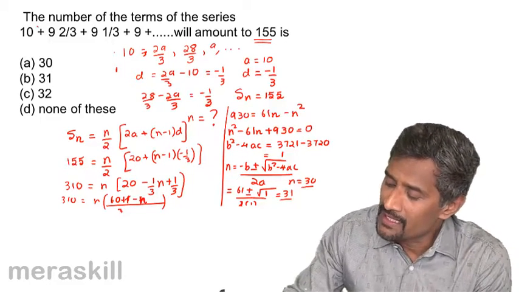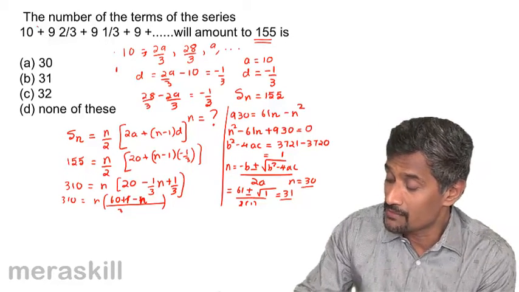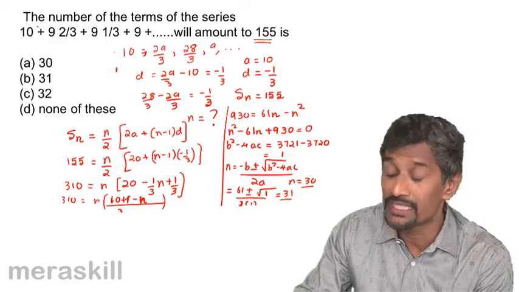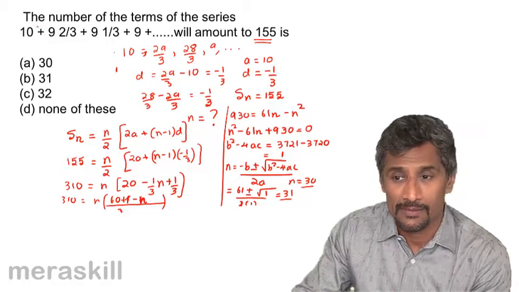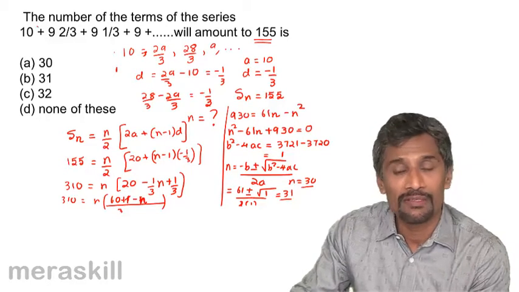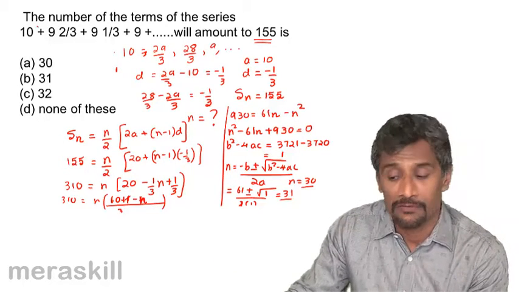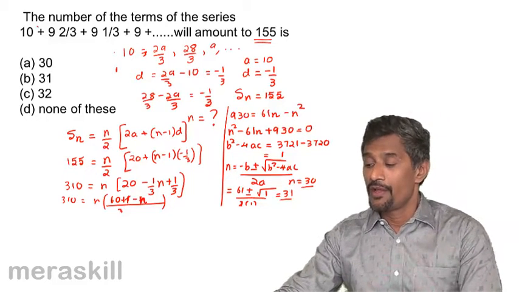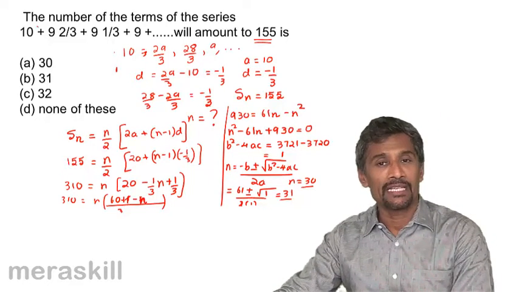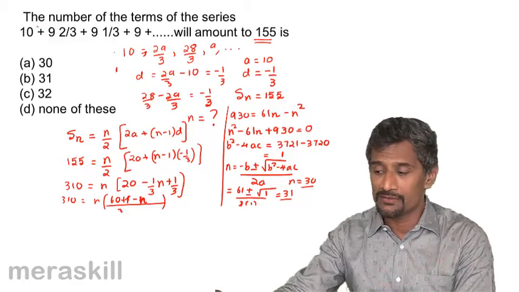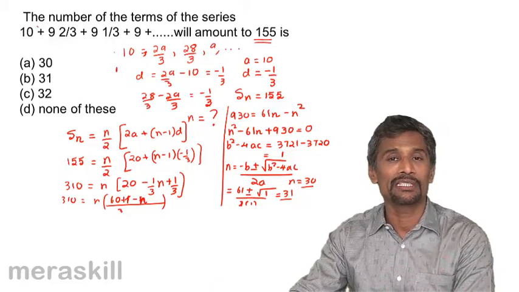Since this is a slightly bigger number, we can use the b square minus 4ac formula and you get n as 30 or n as 31. Both of these are valid answers. And on verifying by substitution, you get both of them as valid answers, giving 155. And this normally happens whenever d is negative, you're bound to get two positive answers. If d is positive in such cases, you will get one positive and one negative.